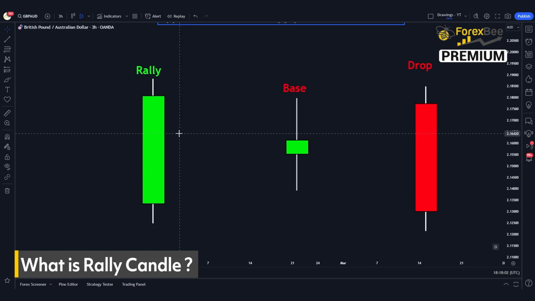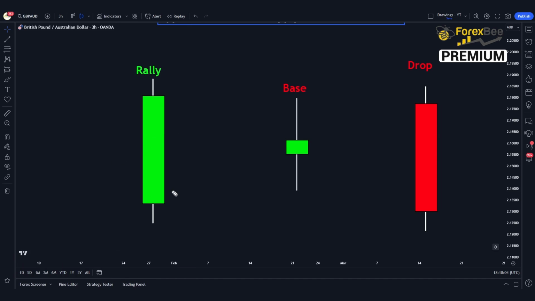A rally candle, in price action, tells us that there is a lot of momentum from buyers, and buyers are coming into the market and pushing it in the bullish direction. Whenever a rally candle forms, there will be a bullish trend in the market, and the way to identify a valid rally candle is that it has a very big body. As you can see here, the market opened here and closes here. So this whole region is the body, and the shadows are very small. So you can identify a rally candle when it has a very big body and very small shadows.